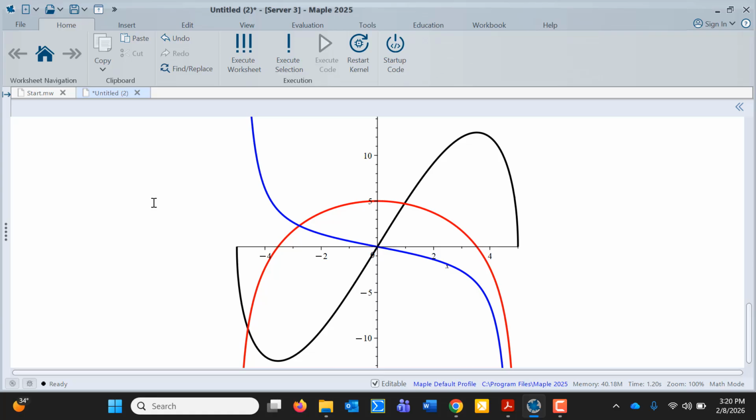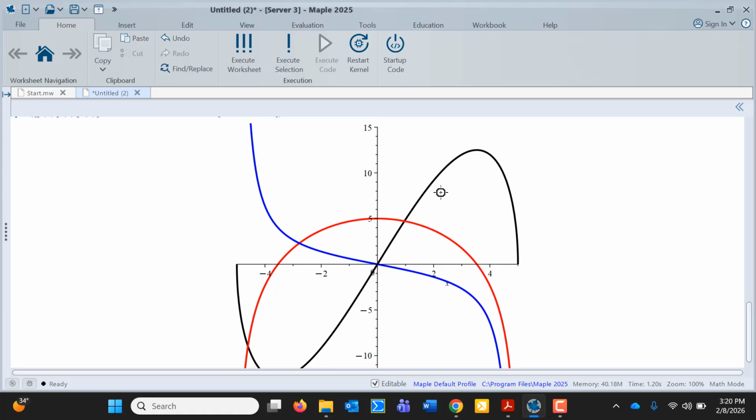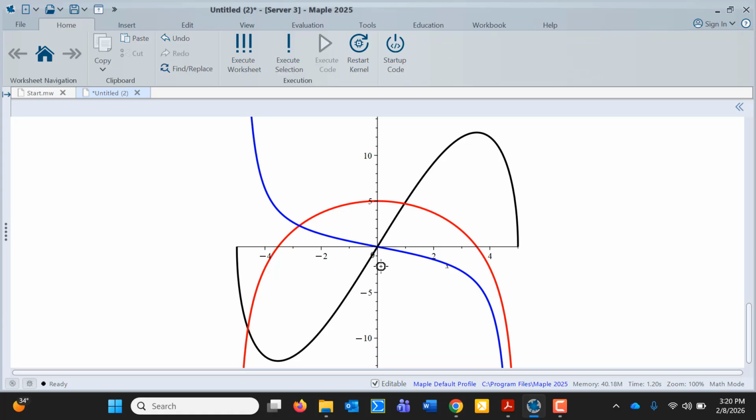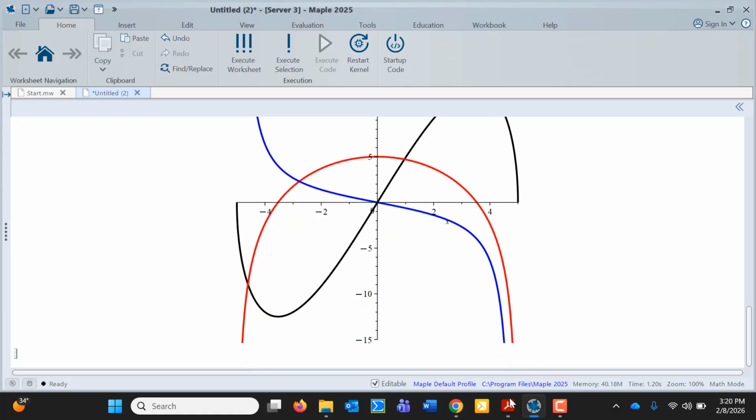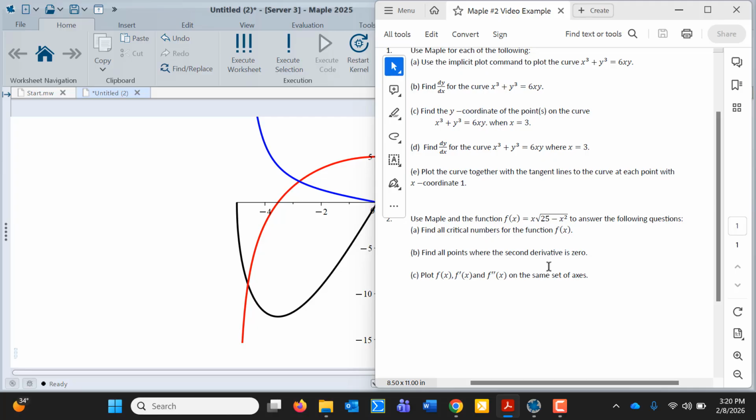So there's a nice graph. Here's the original, the black one, where it has maxes. The red graph, which is the derivative graph, has zeros. And where the red graph has a max, the second derivative, the blue graph, has a zero. So that's lining up with what we know about curves and where they have maxes and mins and critical points. Okay? All right, we did everything we needed to do.